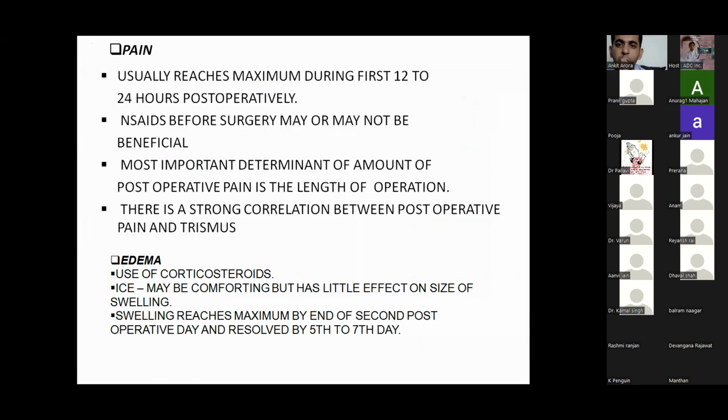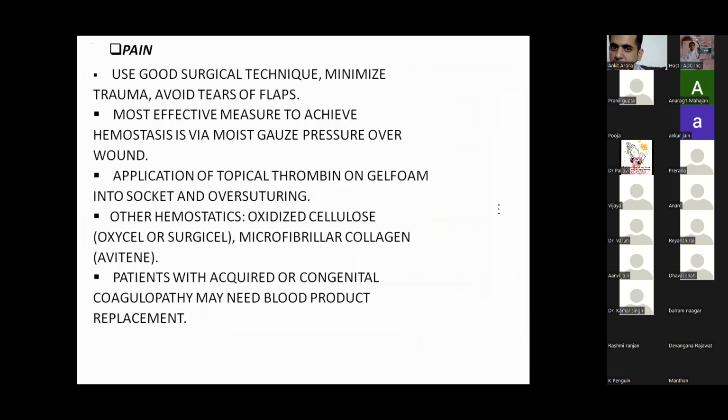Now coming to the pain part. Pain usually reaches its maximum during the first 12 to 14 hours post-operatively. You can use steroids, and ice may be comforting but has little effect on the size of swelling. Swelling reaches its maximum by the end of the second post-operative day. You can use steroids for comfort, and you can use icing.